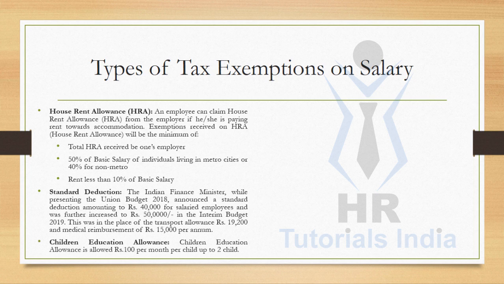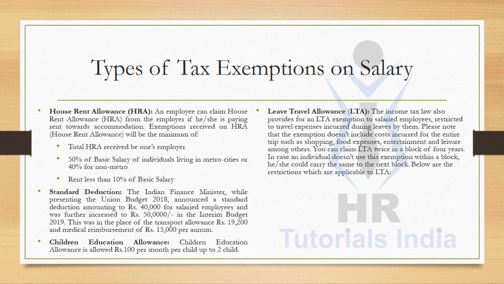Children Education Allowance. Children Education Allowance is allowed at Rs 100 per month per child up to 2 children. There is an exemption for Children Education Allowance which is Rs 100 per month per child, and the limit is for 2 children. Leave Travel Allowance, LTA.